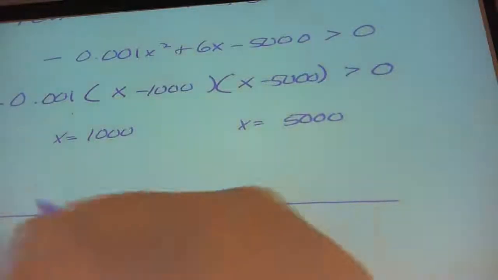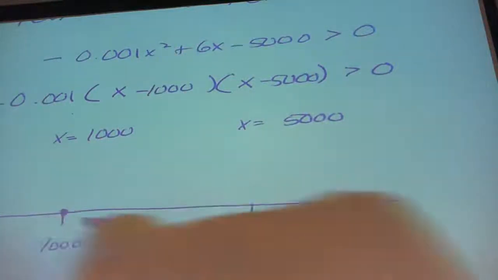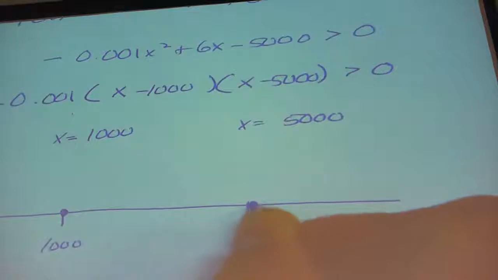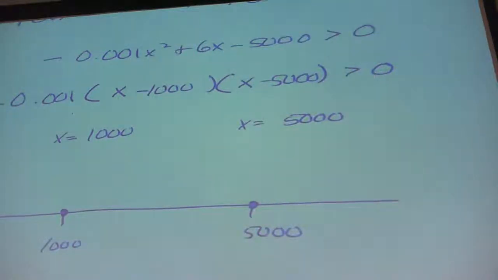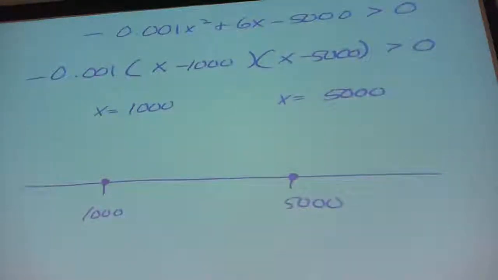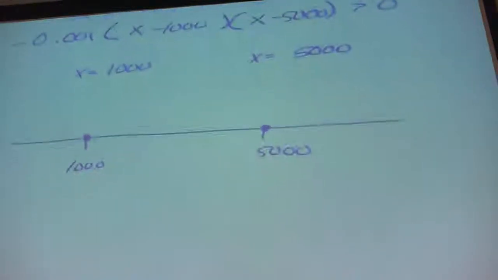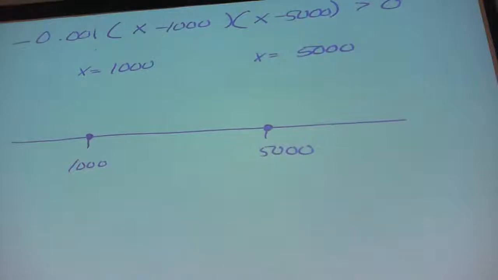Now, I'm going to fill in the 1,000 and 5,000 because those are numbers that work. They give me 0. They're not great numbers. I don't want to make 0 profit, but they do work. They're not undefined. When it's undefined is when I fill in the circle. Okay? So let me stop there for a second. Any questions on how I got that?